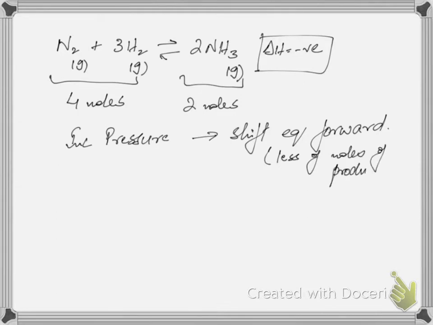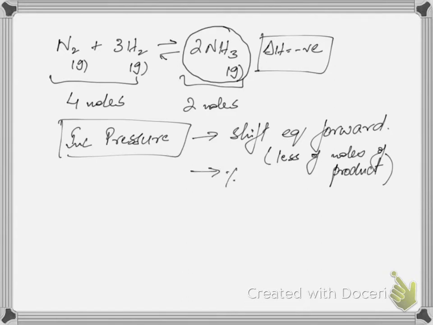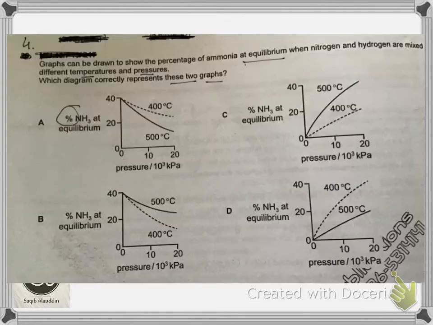So Le Chatelier's principle can be applied in a way that when you increase the pressure, equilibrium shifts toward the side with fewer moles, which means the percentage of ammonia should increase when we increase pressure. So in other words, the percentage of ammonia should increase. Okay, now look at the options.